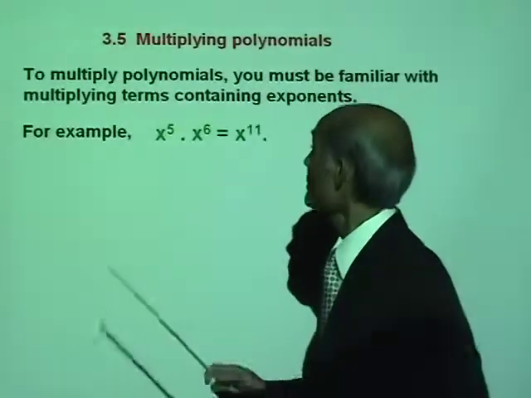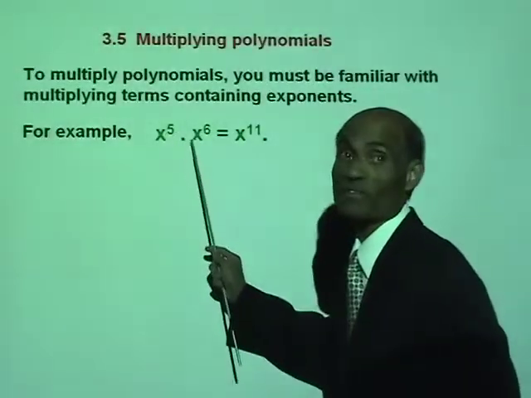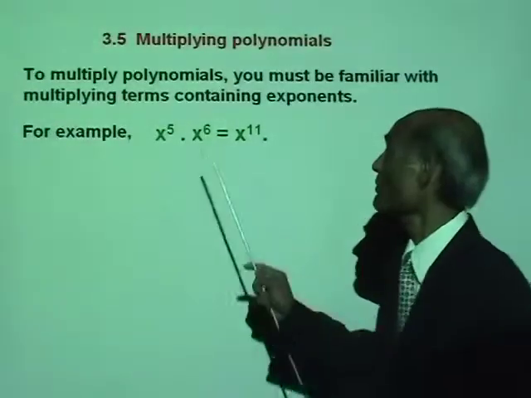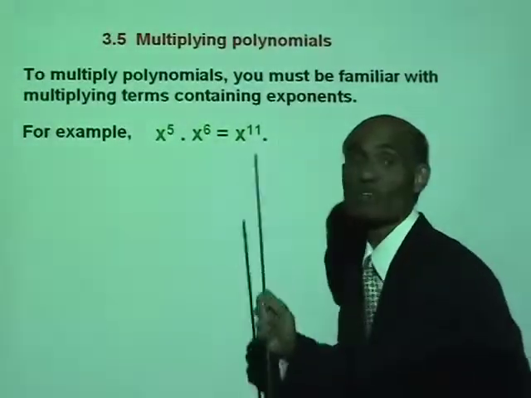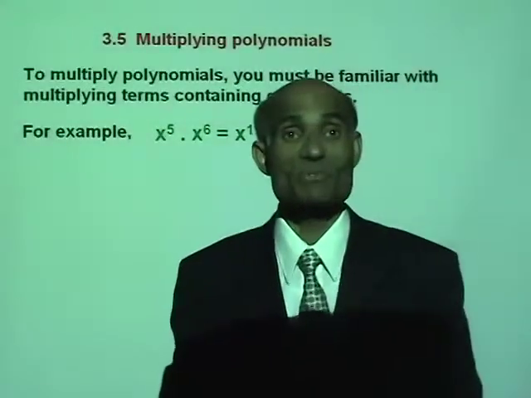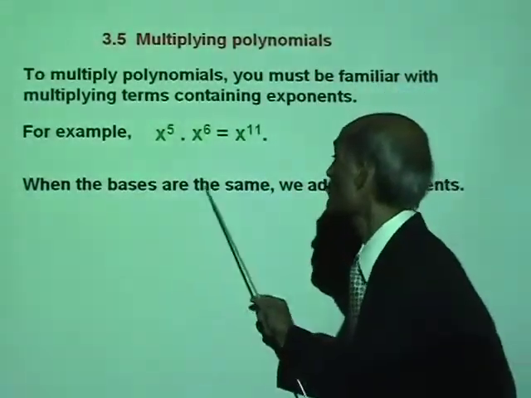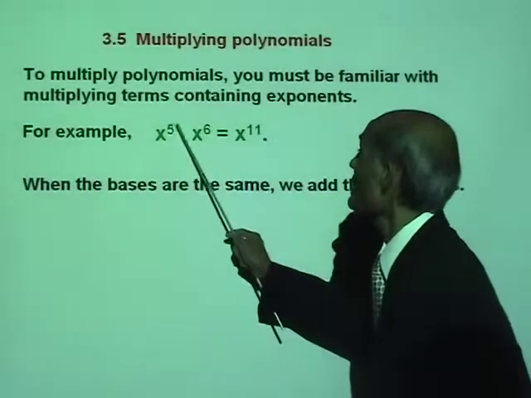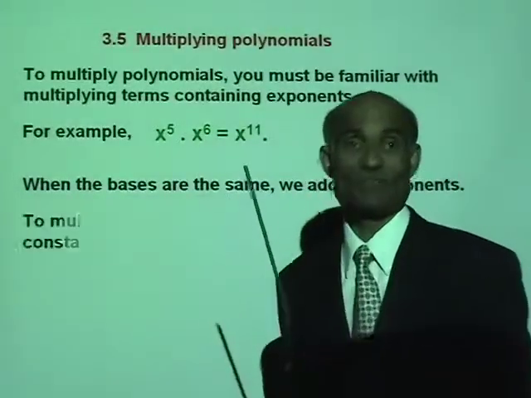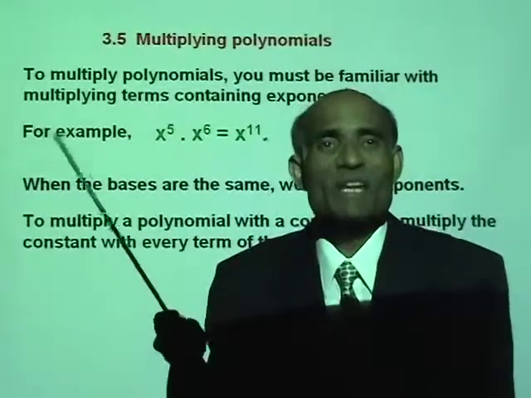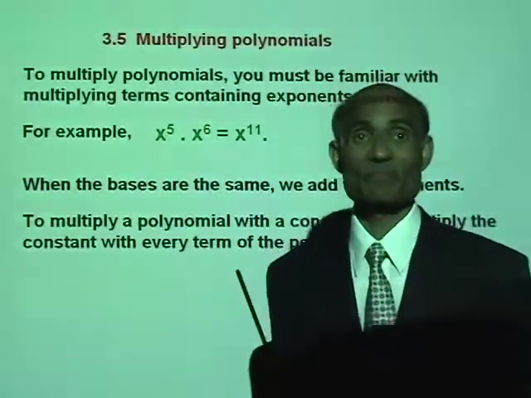For example, x to the power of 5 times x to the power of 6 is x to the power of 5 plus 6, that is 11, x to the power of 11. When the bases are the same, we add the exponents. Now, you need to practice that so that you can do it at a much faster pace.